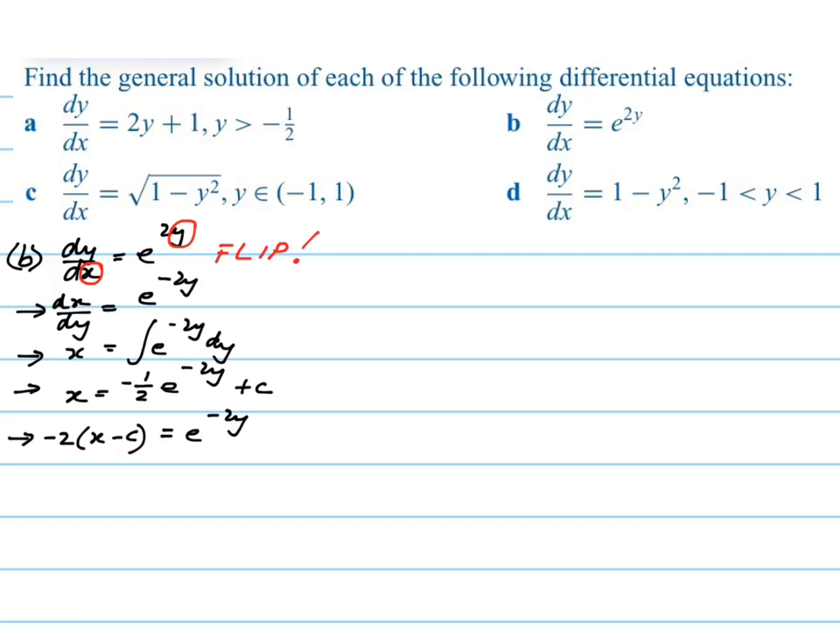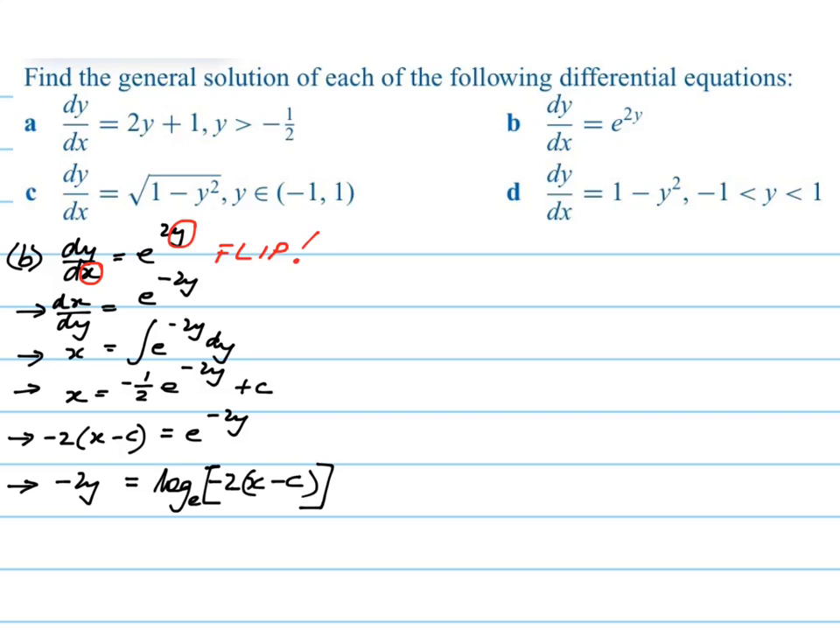I took c over to the other side with the x, and then I times both sides by a -2, okay? And I get that. Now I'm going to have to take the log of both sides to get that y away from the exponent on the right hand side into the land of the living, not in the exponent world, into the normal world. Okay, you know what I mean?